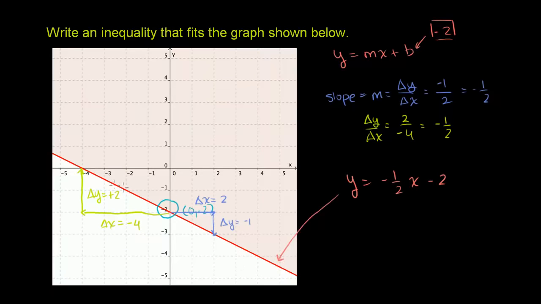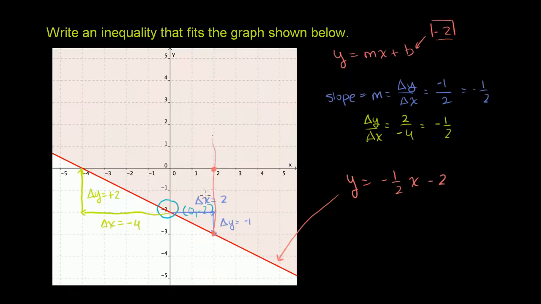Now, this inequality includes that line and everything above it. For any x value, let's say x is equal to 2, this line will give us -1/2 times 2, which is -1, minus 2, which is -3. But this inequality isn't just y is equal to -3. y would be -3 or all of the values greater than -3. And I know that because they shaded in this whole area up here.